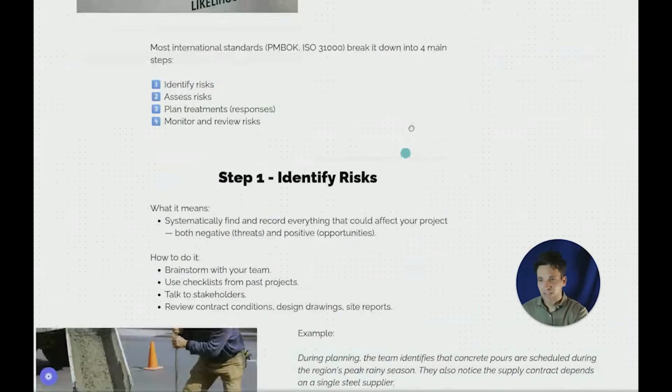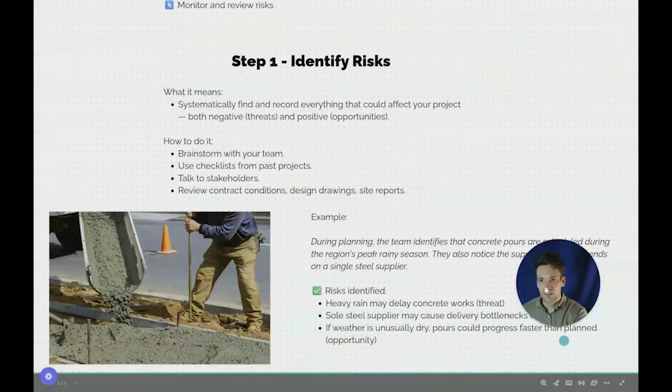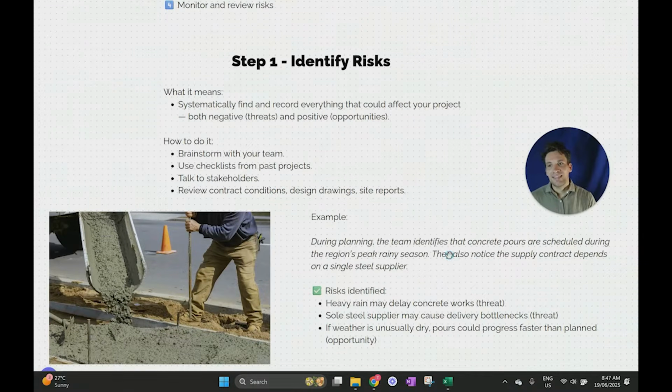Okay, so step 1 is to identify risks. Basically, it's to systematically find and record all the sources of uncertainty, both threats and opportunities that can impact your project. How do we do this? We brainstorm with the project team. We use checklists and reviews from last projects and lessons learned. We talk to our stakeholders. We review the contract conditions, the design drawings, site reports. And we engage with experts who know what they're doing and have worked on this exact type of project.